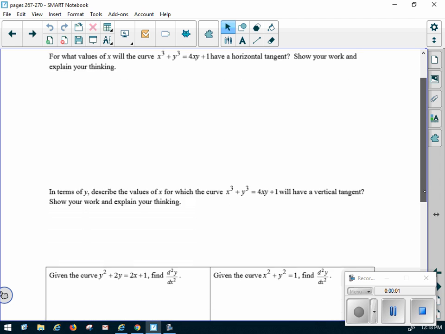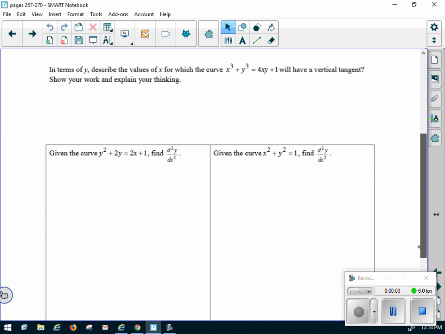We are on the last page of the notes, working on this problem right here. In terms of y, describe the values of x for which that curve will have a vertical tangent. What does it mean for the tangent line to be vertical? What's undefined? The slope, or the derivative, is undefined.